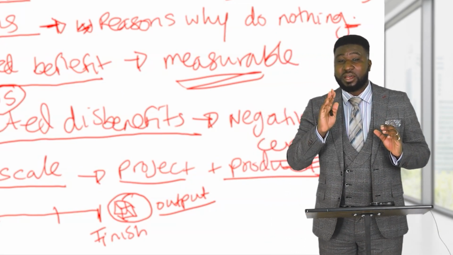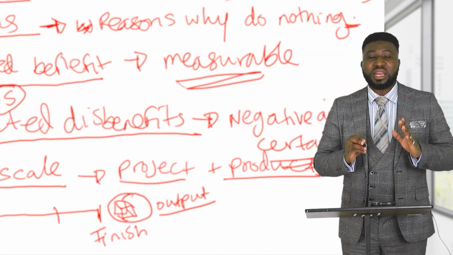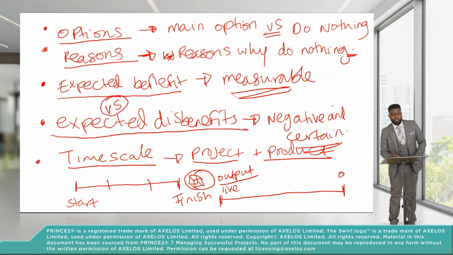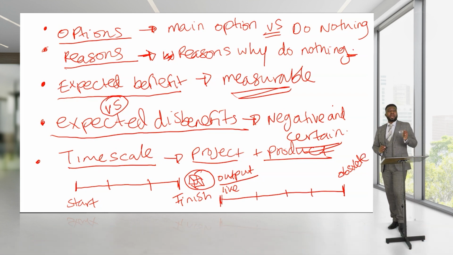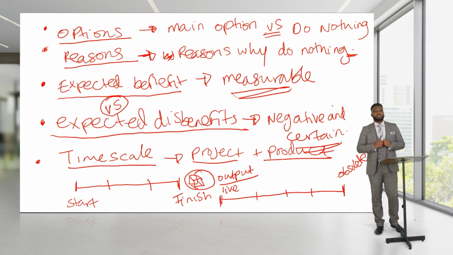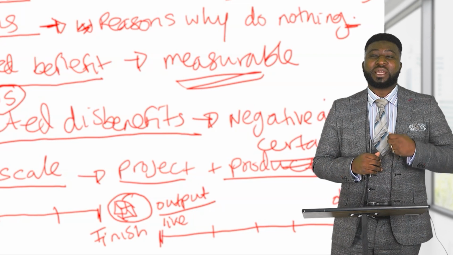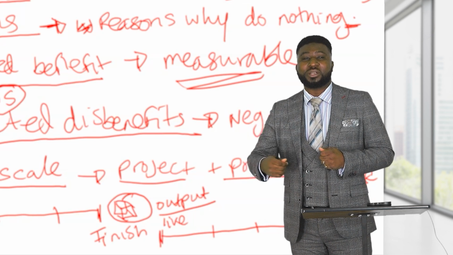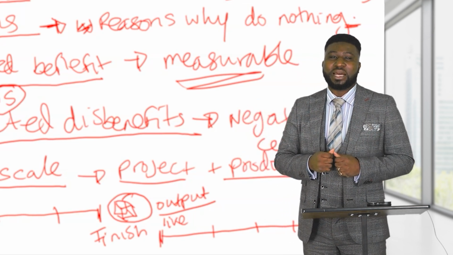Then I need to consider another time scale, and that is the product life cycle. From the moment that product goes live to the moment it becomes obsolete or is replaced or is no longer needed, how long is that going to take? The reason for this is I want to know how long I'm going to be able to get the benefit for, how long I'm going to be able to use it, and to see whether the return on investment or the rate of return is good enough for what I'm actually spending time on.